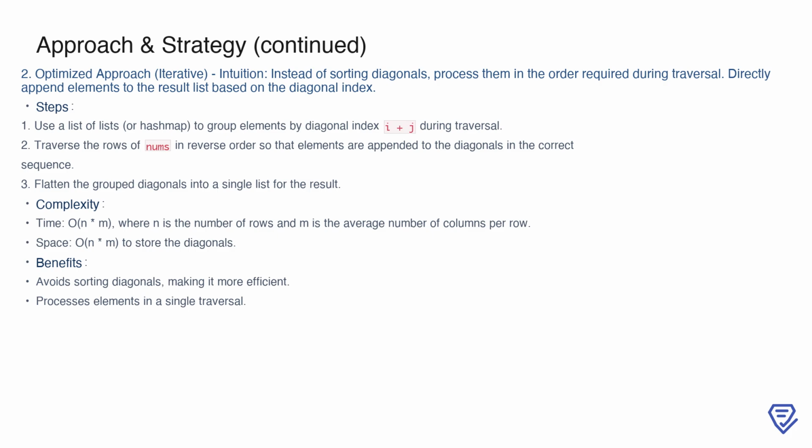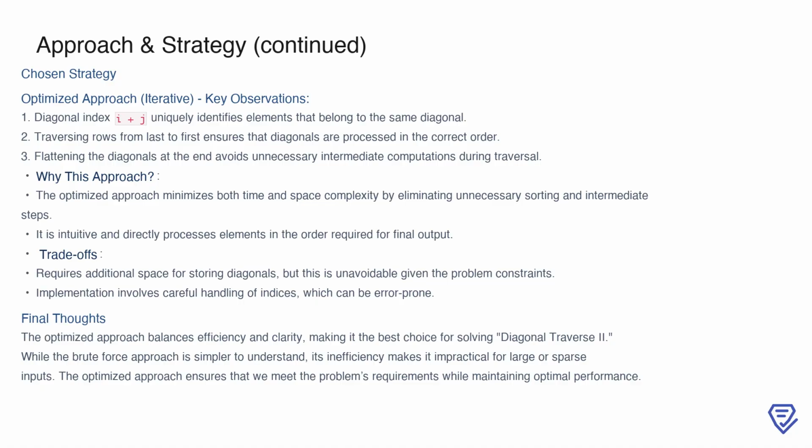This approach eliminates the need for sorting, which improves efficiency. The time complexity is reduced to just the cost of traversing the array, as we process each element exactly once. While we still require space to store the diagonals, this is unavoidable given the problem's constraints. Overall, this method is both faster and more direct, making it a clear improvement over brute force. The optimized iterative approach is the strategy we've chosen for this problem.